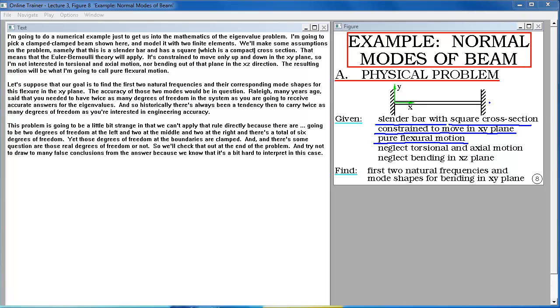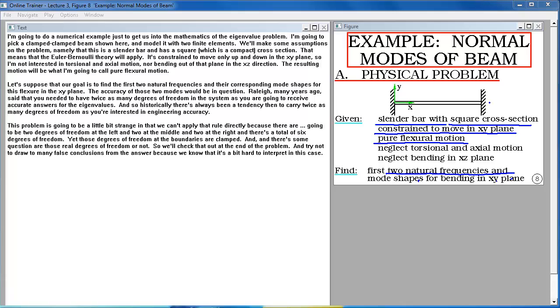Let's suppose that our goal is to find the first two natural frequencies and their corresponding mode shapes for this flexure in the xy plane. The accuracy of those two modes would be in question.